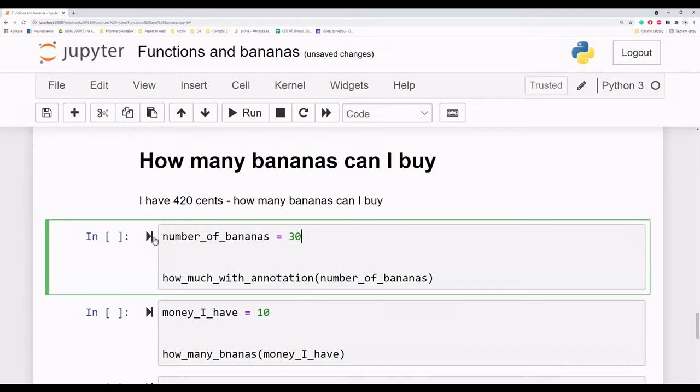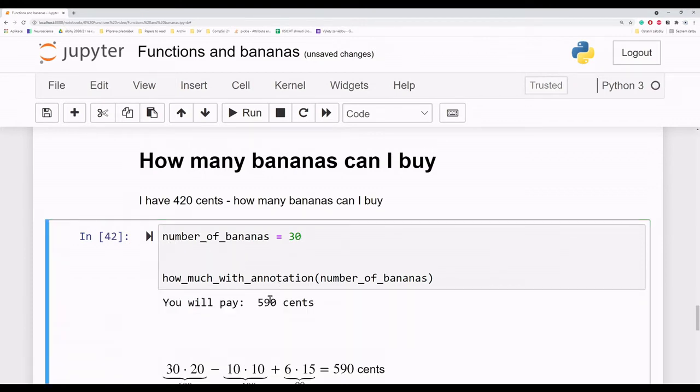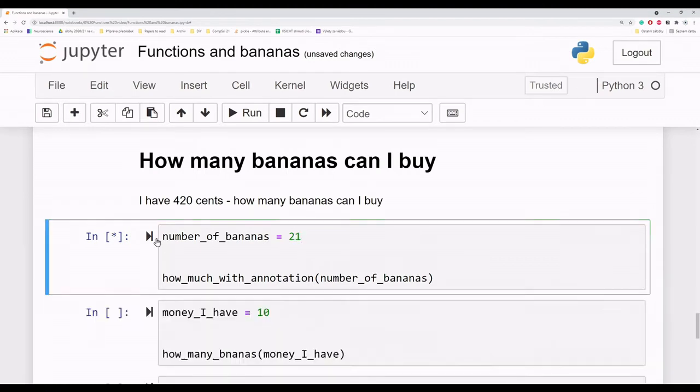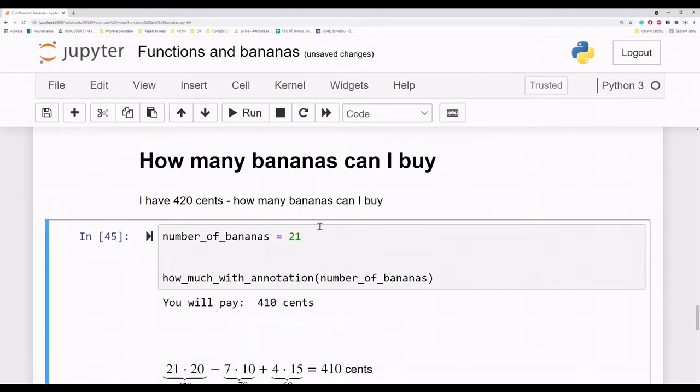Well, so let's see how much they cost. Oh, that's too much. So say 20. And you get it costs less than $4. Okay, let's see if you could buy more than 20 bananas. And you could. And what about 22 bananas? No, you can't. So obviously, here you can conclude that the guy with $4.20 can buy only 21 bananas. But that was, again, quite a lot of work to do.